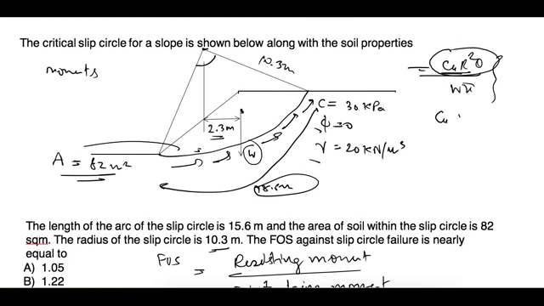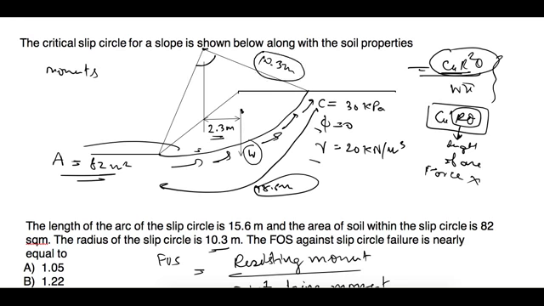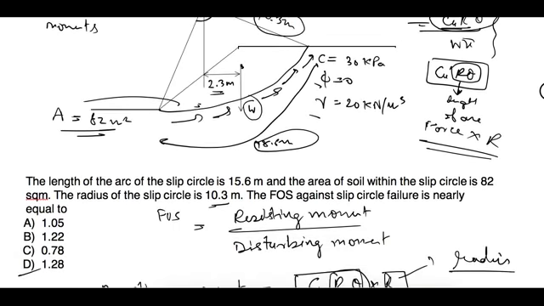So c_u R theta, where R theta here was the length of the arc, gives us the force, and force into this moment arm, that is the radius, will give us the moment. So you should remember that we take the ratio of moments in this case.